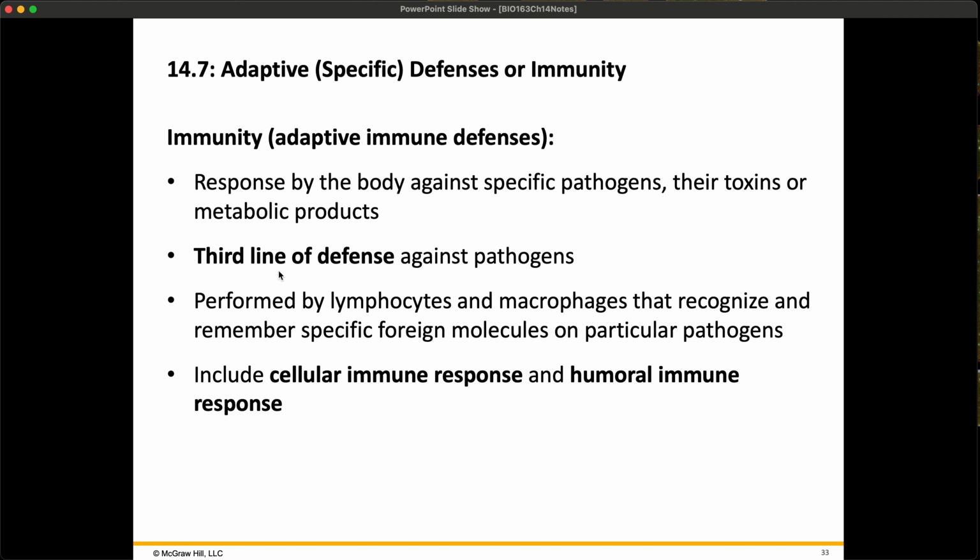So this is typically performed by lymphocytes and some macrophages to help recognize and remember specific foreign molecules on particular pathogens. We call it your cellular immune response and the humoral immune response. So there are two different kinds. Within adaptive immunity, the specific immunity, you have both cellular and humoral responses that we're going to examine and look through.